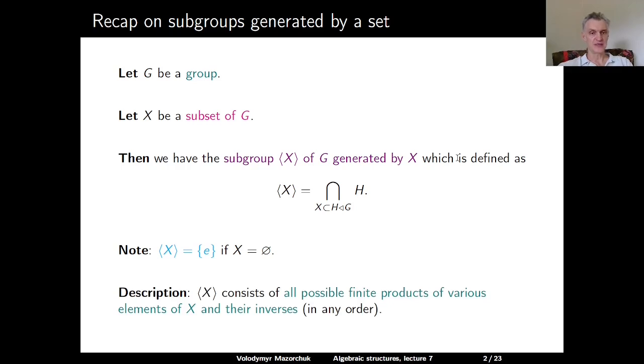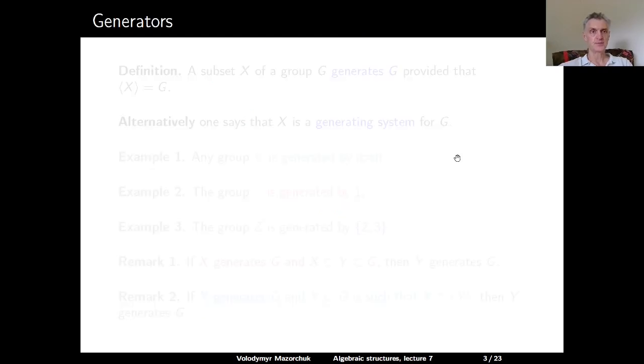In general, the subgroup generated by the set X consists of all possible finite products of elements of X and their inverses, and we can multiply them in any order. If we take all such possible finite products, it will define for us a certain subset of G, and this will be exactly the subgroup of G generated by X.